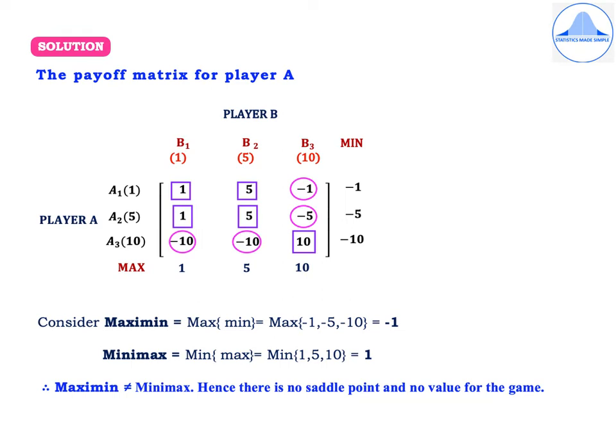The next step is to find out Maximin. Maximin is the maximum of the minimum values, which is the maximum of -1, -5 and -10, which is equal to -1. Similarly, find out minimax, which is the minimum of the maximum values, which is equal to the minimum of 1, 5 and 10, which is equal to 1. Therefore, we see that maximin is not equal to minimax, hence there is no saddle point and no value for the game.